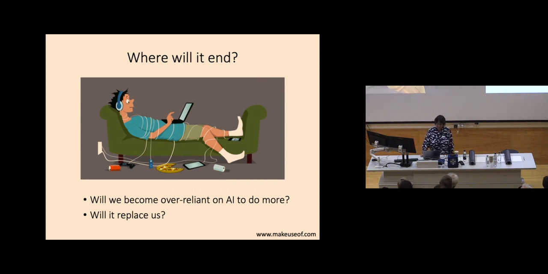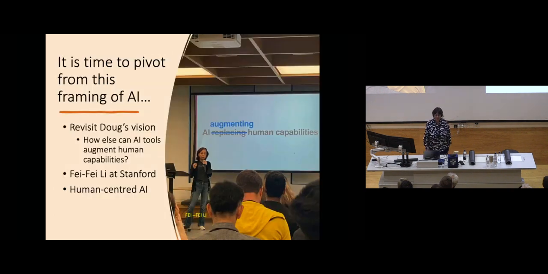But I argue that perhaps it's time to pivot from this framing of AI, ever more automation, ever more speed, ever more efficiency, and revisit some of Doug's vision, which is to think about how else we might design and develop AI tools that can augment human capabilities. And here's a picture of Fei-Fei Li, who is at Stanford. You can see on her slide, she says we should not be thinking about how we design AI to replace human capabilities, but to augment them.